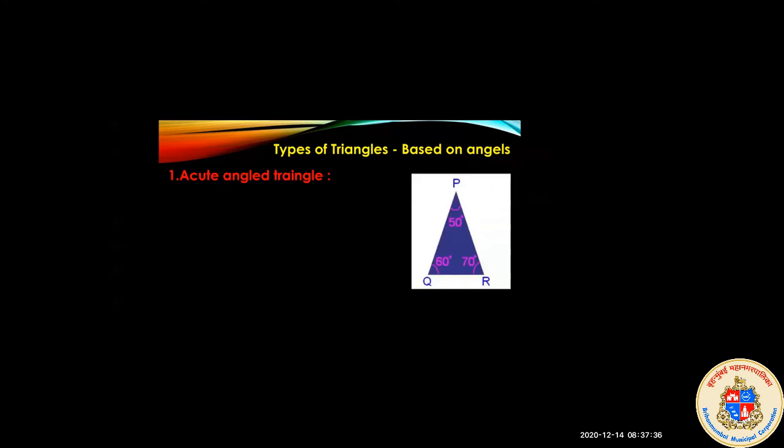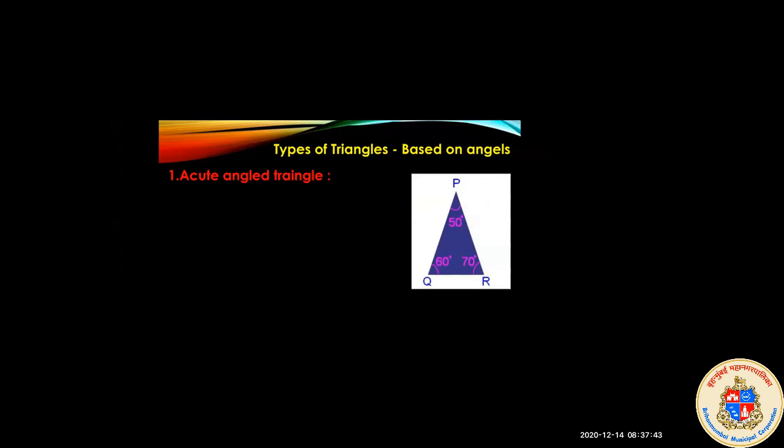Now we'll see types of triangle based on angles. Now there are types of triangle based on angles also. So first is the acute angle triangle. Okay. Now in this triangle, the angles' measurements are given.